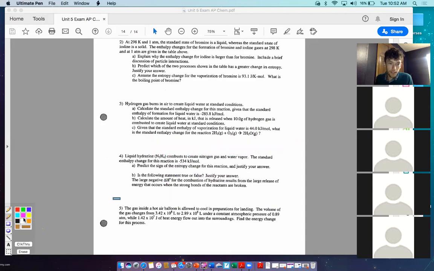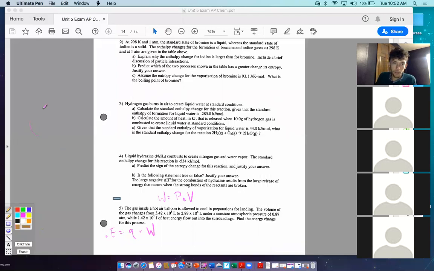All right, question 5. The gas inside a hot air balloon is allowed to cool in preparations for landing. The volume of a gas shrinks under that constant pressure, while that much heat energy flows in. Find the energy change for this process. So I know that energy change can occur when 2 things happen, when there's heat added and when there's work. And remember that work for a gas is equal to pressure times change in volume. And my volume has gone down.